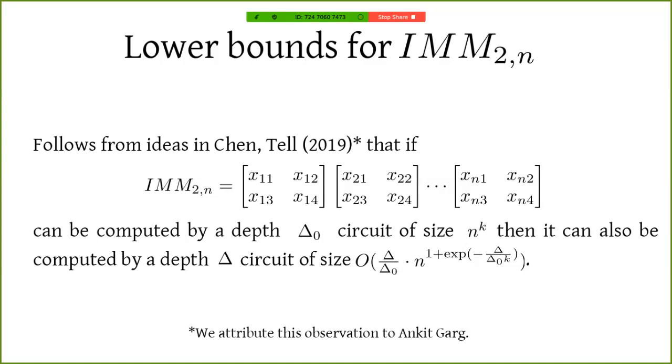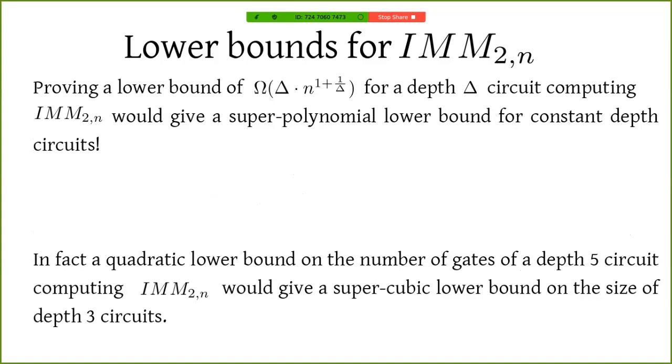Because of this, if we are able to prove a lower bound of omega delta times n raised to 1 plus 1 by delta for a depth delta circuit computing IMM2n, we would have shown a super polynomial lower bound for constant depth circuits. In fact, recall that a lower bound of omega delta times n raised to 1 plus 1 by delta is already known for depth delta circuits due to the work of Razborov and Smolensky. If we are able to prove the same lower bound for IMM2n, we would have a fantastic result. That is a super polynomial lower bound for constant depth circuits.